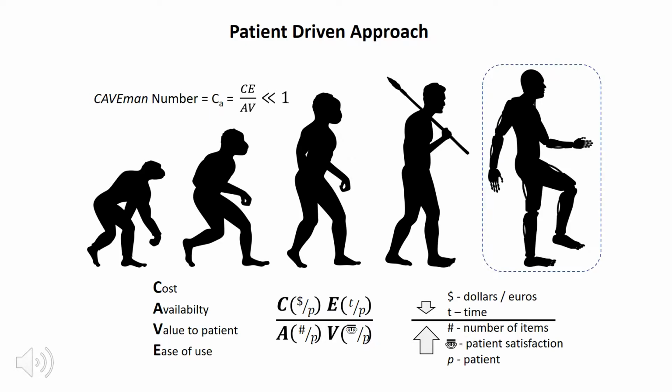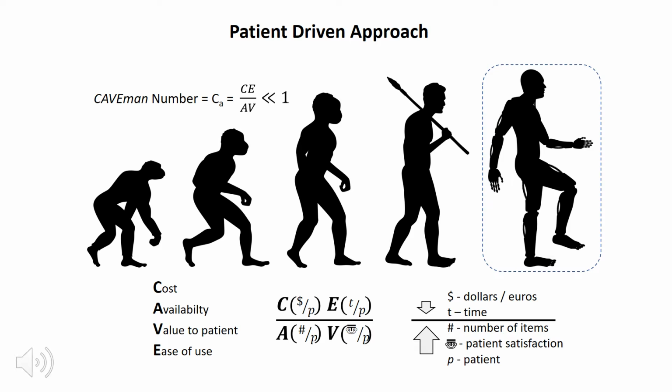This slide is coming from my physics background. We like to work with non-dimensional numbers to help us guide ourselves. And it also presents a patient-driven approach. What I do here is I define a caveman number, CA, which is CE divided by AV, and we want this number to be much less than 1.